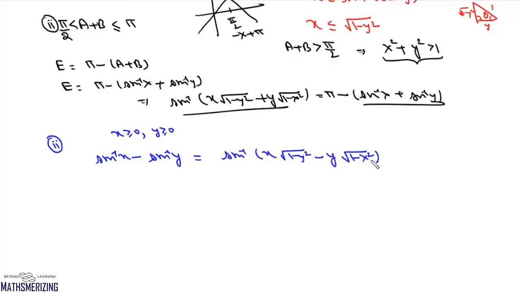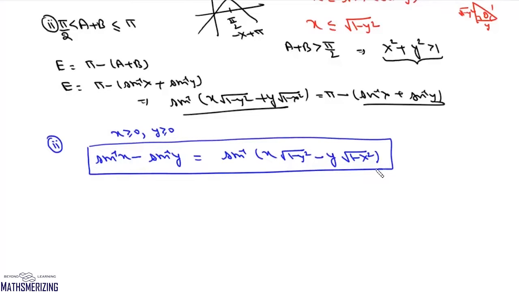Now in this case, we do not have any other condition, because if x is greater than y, then the expression on the left hand side will be positive and the expression on the right hand side will also be positive. And if x is less than y, then both these expressions will be negative. So the formula is going to adjust accordingly for any positive values of x and y. So here we have just one formula, and that is sine inverse x minus sine inverse y, and it is equal to sine inverse x under root 1 minus y square minus y into under root 1 minus x square.